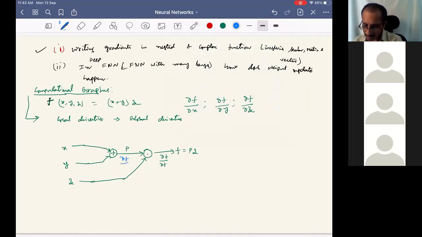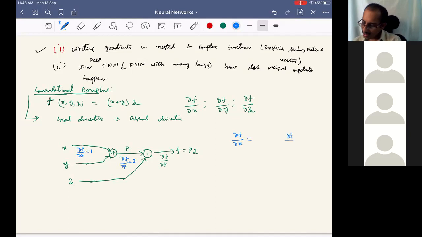Dou f by dou p. With respect to p, we want to find the derivative. Here, the local derivative is what? Dou p by dou x. That's all. So now let us write each local derivative. What is the answer for dou f by dou p? From the forward expression, you will be able to write. It is z. And dou p by dou x, what is the answer for it? It is 1.